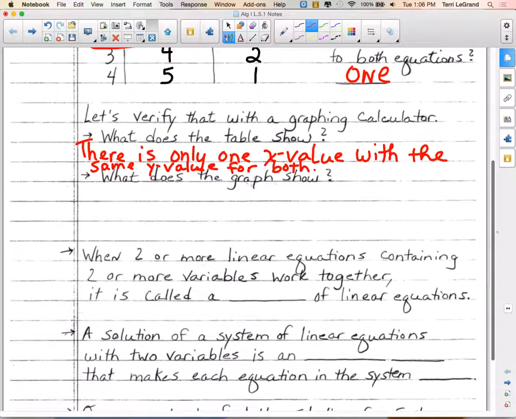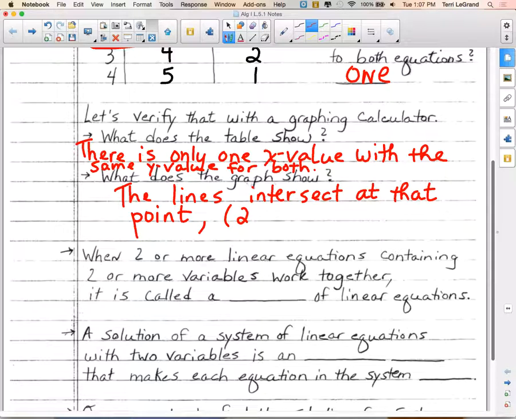There's only one x value in that whole table that has the same y value for both of these equations. It's the only one they have in common. And how does this show up on the graph? Well, the lines intersect at that point. What is the point? What did we say? 2, 3, ordered pair (2, 3).